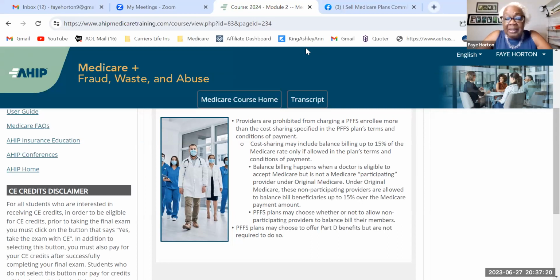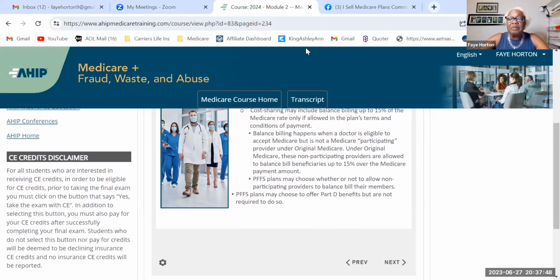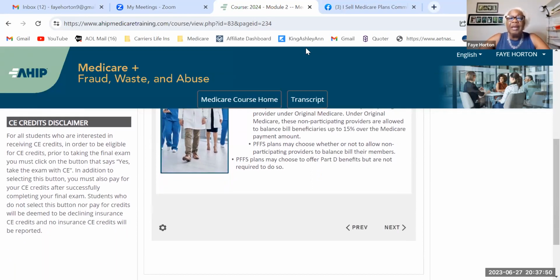Balance billing happens when a doctor is eligible to accept Medicare, but is not a Medicare participating provider under Original Medicare. Under Original Medicare, these non-participating providers are allowed to balance bill up to 15%. That was what I just told you. Private fee-for-service plans may choose whether or not to allow non-participating providers to balance bill their members.